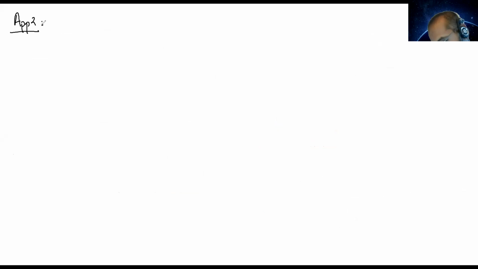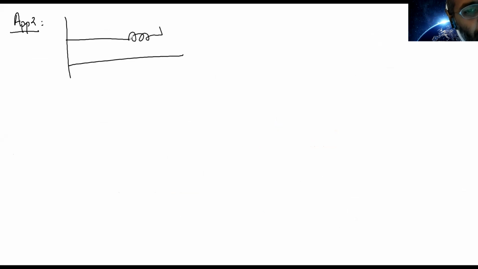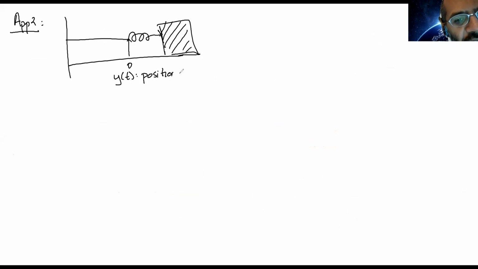Okay. A second application comes up in physics a lot, with this picture, which probably many of you have seen in high school. Suppose I have a spring connected to a box sitting on some surface that has friction. And suppose I measure, it has some equilibrium position 0, and I let y of t be the position at time t.